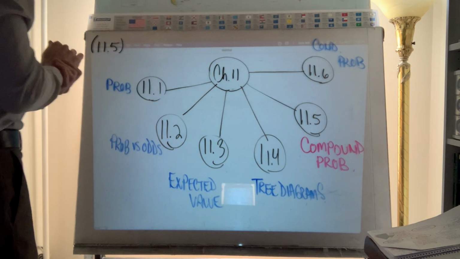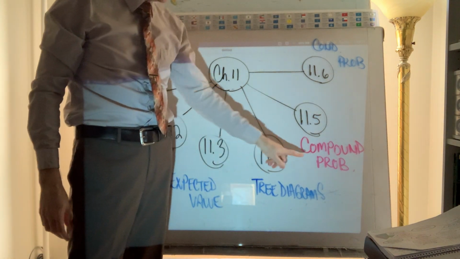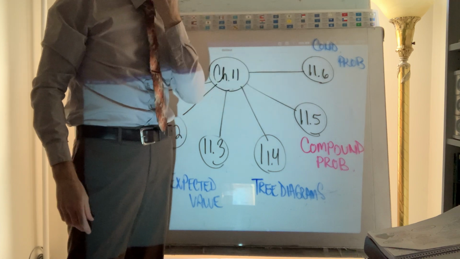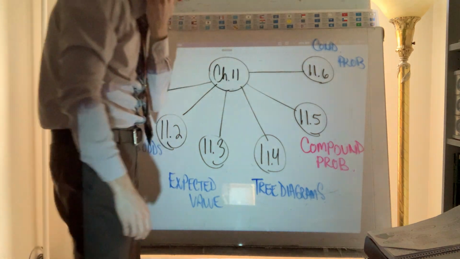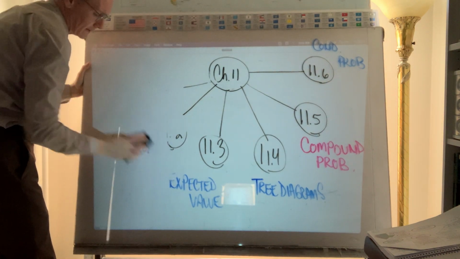Okay. So as I mentioned, we're in chapter 11. This is where we have been to this point. This is where we are. This is where we're going to go. Compound probability is the subject for today.